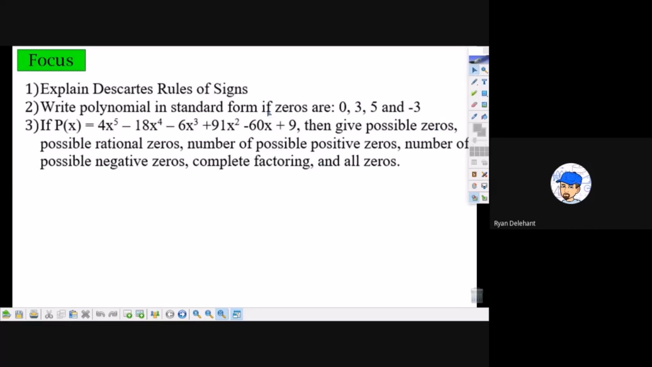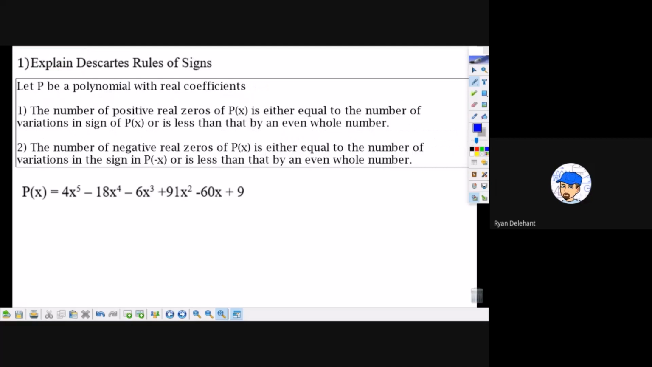We learned a bunch of tools, and one of the important ones that helps us look for the right roots is called Descartes' rule of signs. It doesn't say to use it yet, or that we will practice using it, it just says to explain it. Descartes' rule of signs tells us how many zeros we should have on the left side and the right side, so the positive x-axis and the negative x-axis.